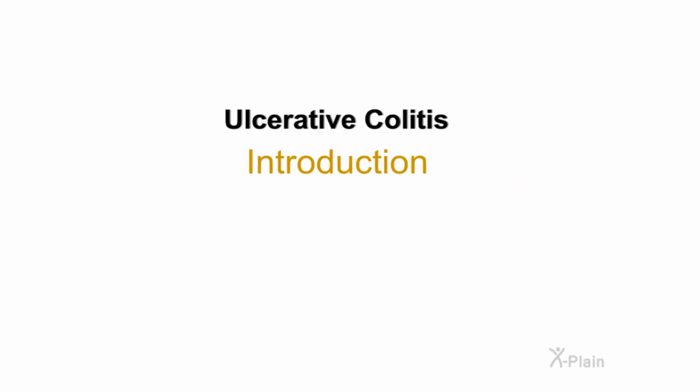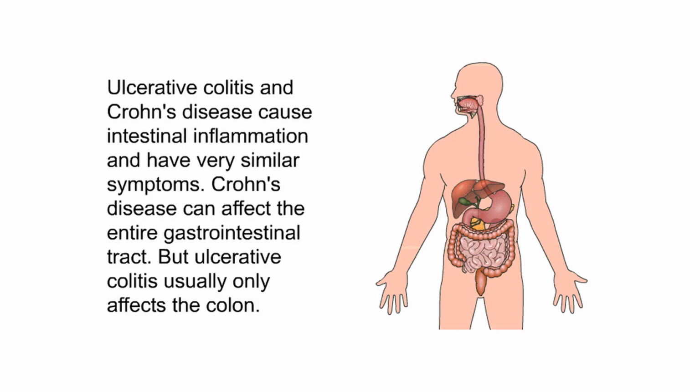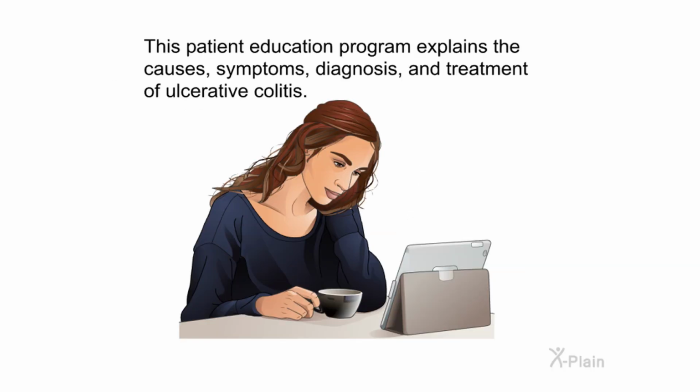Ulcerative colitis. Introduction. Ulcerative colitis is an inflammatory bowel disease. It is one of the two most common inflammatory bowel diseases. The other one is Crohn's disease. Ulcerative colitis and Crohn's disease cause intestinal inflammation and have very similar symptoms. Crohn's disease can affect the entire gastrointestinal tract, but ulcerative colitis usually only affects the colon. This patient education program explains the causes, symptoms, diagnosis, and treatment of ulcerative colitis.